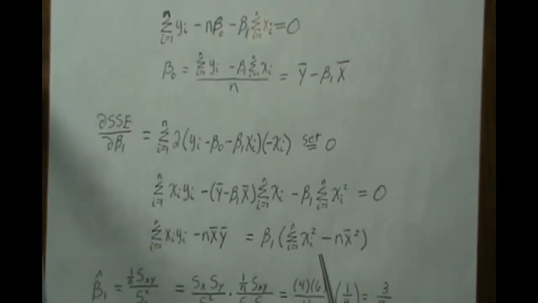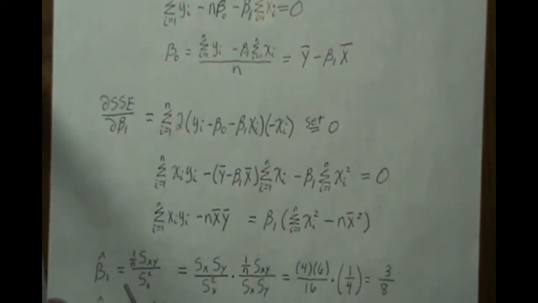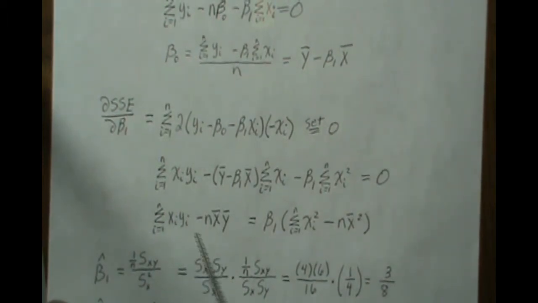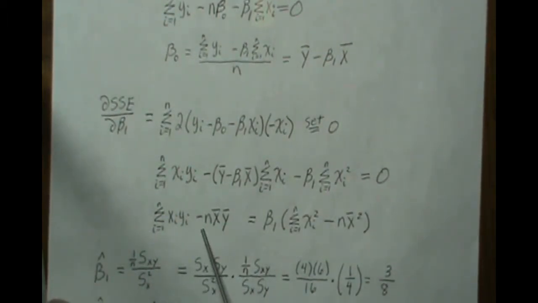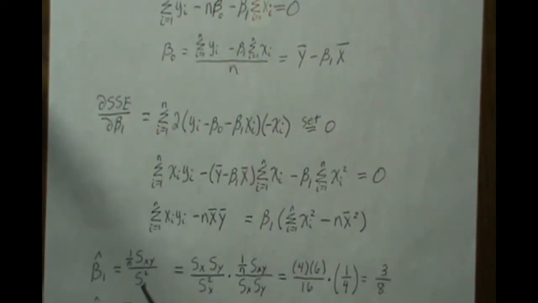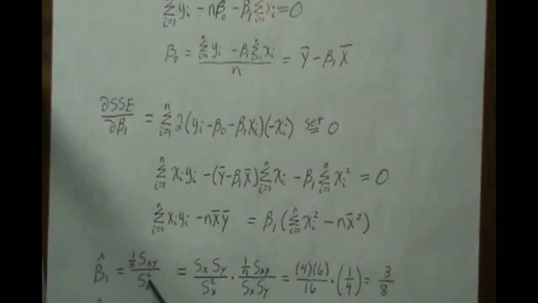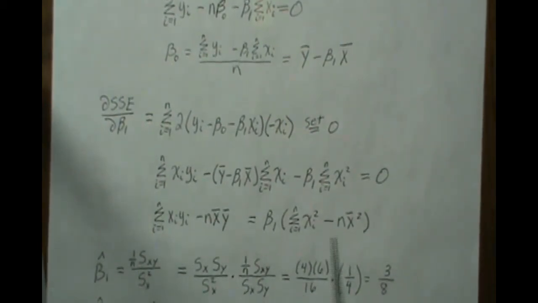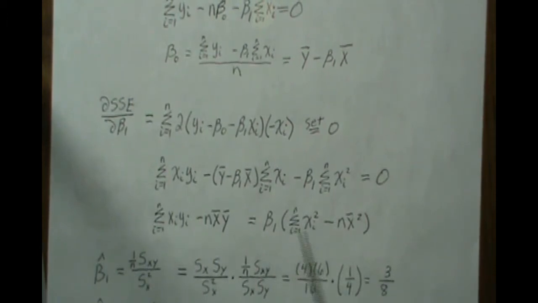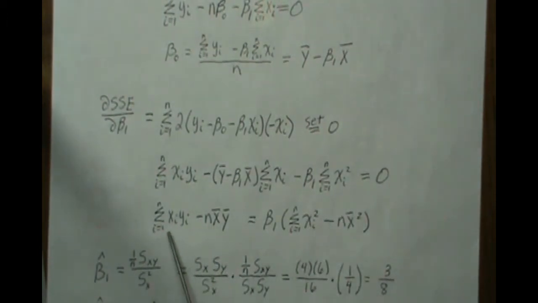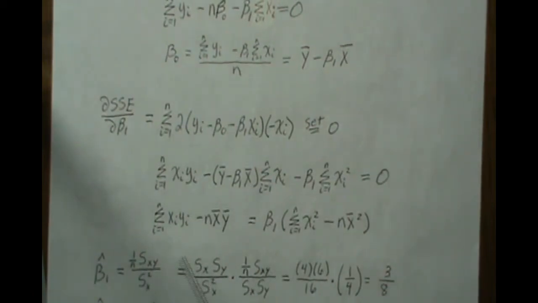Now, this is the formula for beta 1. It's the cross product, and then it's divided by the variance of x. So this is the sample covariance divided by the sample variance of x. And since this one is divided by n, we have to put a divide by n up here. But in this formula, there's no divide by n. But you could. If you divide this by n, that's the sample variance. And if you divide this by n, that's the sample covariance.